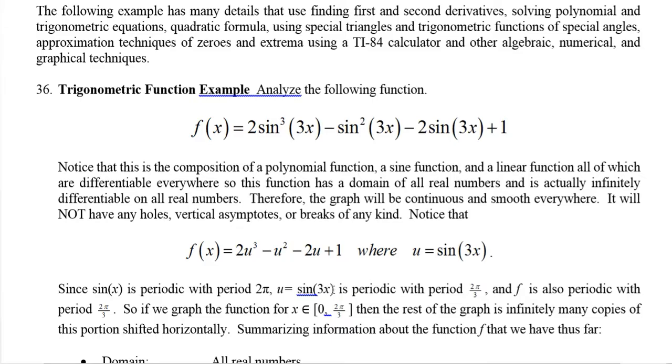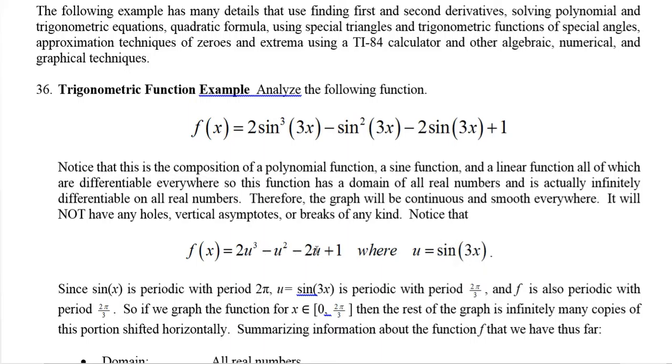Let me start that over again. 3x going between 0 and 2 pi will be 1 period. So 0 is less than 3x is less than 2 pi. Divide everything by 3, and we get x in the middle, 0 divided by 3 is 0, and 2 pi divided by 3 is the top. So x going from 0 to 2 pi over 3 is 1 period, and the period in general is 2 pi over 3.